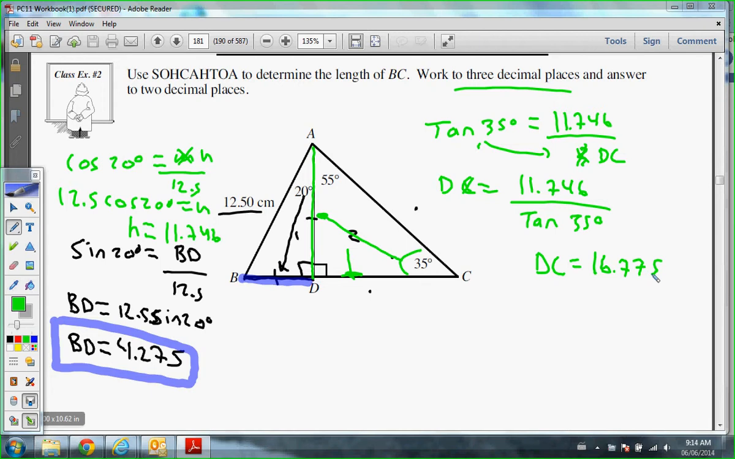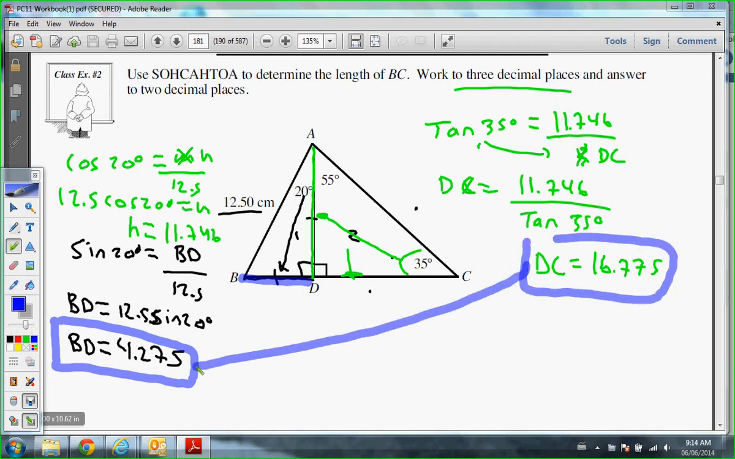Okay, and so we want to take this piece and add it to this piece to get the full length. So we can do that right now. And once we do that, we get 21.05 centimeters total. That is B to C.